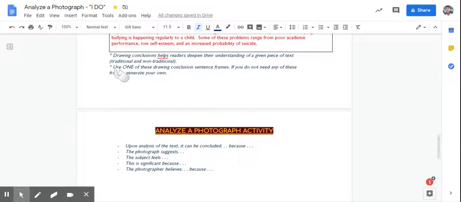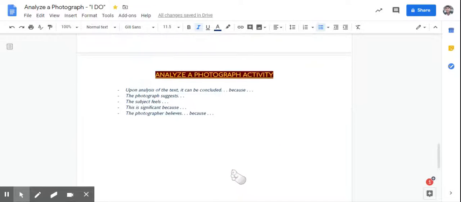So use one of these drawing conclusion sentence frames. If you don't need any of these frames, then you can generate your own. But here are some right here, such as, upon analysis of the text, it can be concluded blank because blah blah. Or the photograph suggests, blah blah, right? This one down here, the photographer believes, blah blah, because so on and so forth.